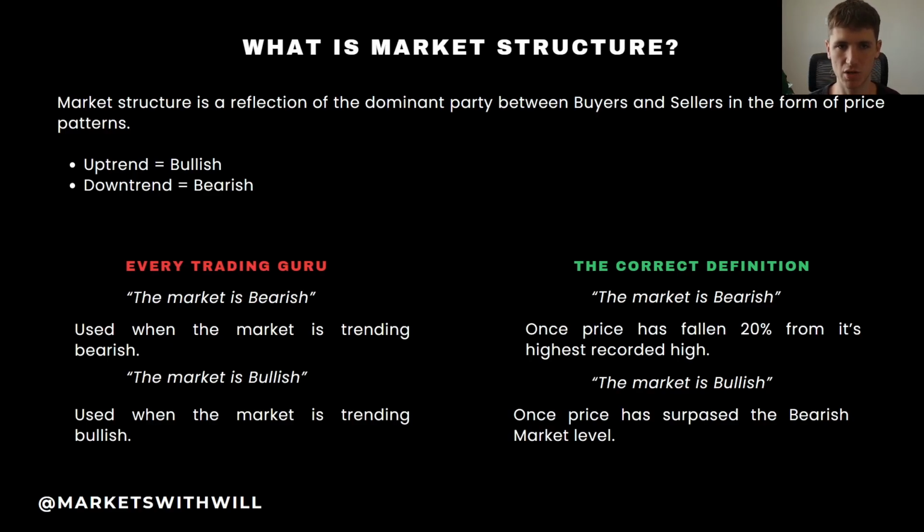And market structure is a reflection of the dominant party between buyers and sellers, in the form of price patterns. So we're going to get into market patterns as well throughout this video and in future videos, but let's focus on the basics for now so I don't overload you with anything. So an uptrend is bullish. You're going to hear this terminology a lot, bullish and bearish. Essentially, when the market's going up, it's bullish. When the market's going down, it's bearish.